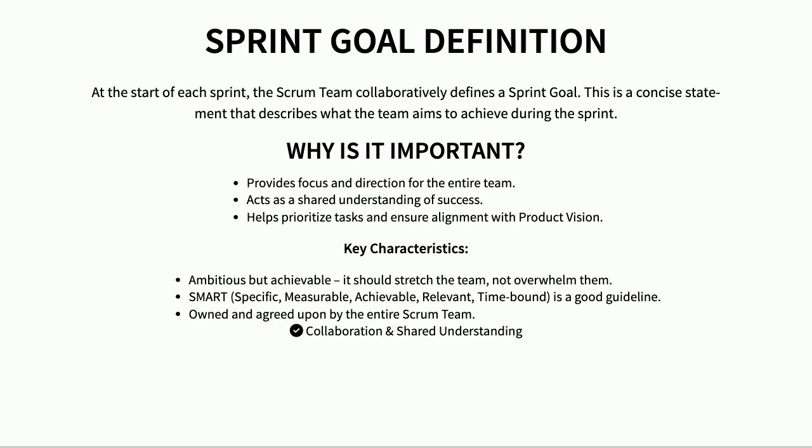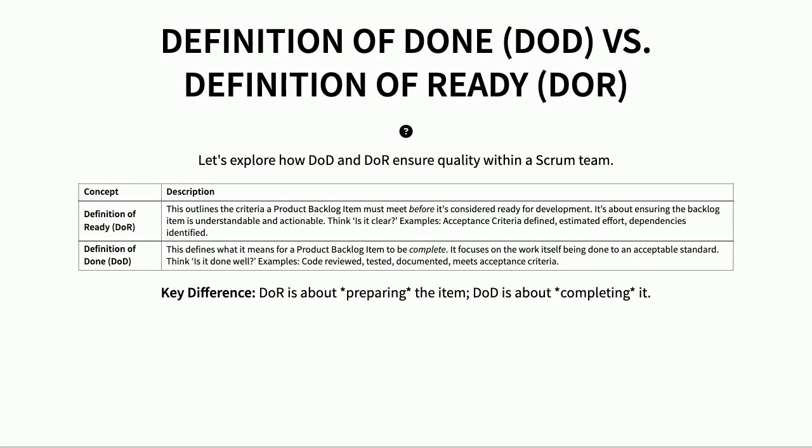And crucially, it needs to be agreed upon by the entire Scrum team. Okay, so let's talk about how Scrum teams ensure they're working on valuable things. We have two important concepts to understand: definition of ready and definition of done.